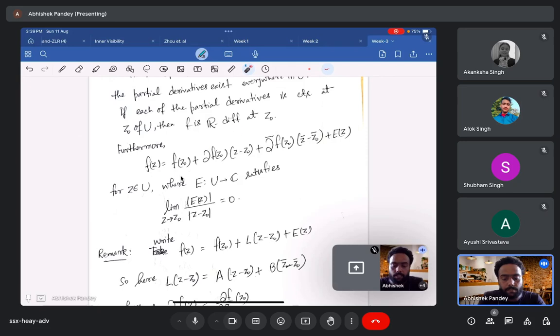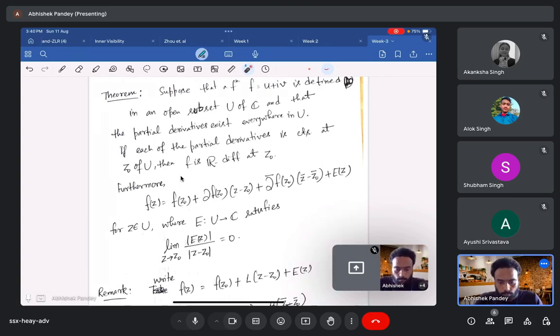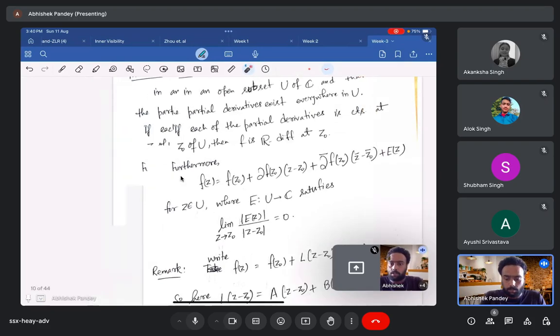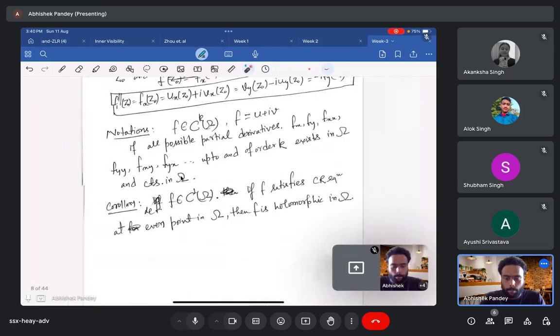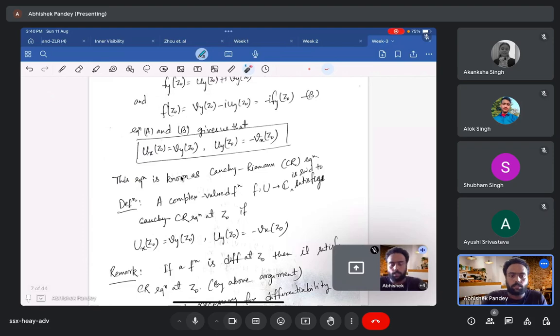Basically, if f is C differentiable, this quantity will be 0, isn't it? Is it clear? This will come from the Cauchy-Riemann equation. This del bar of f of z naught will be 0, isn't it? Yes, ux equals vy and uy equals minus vx.